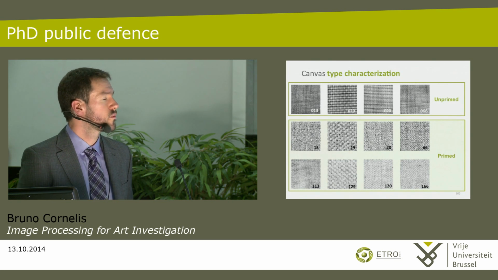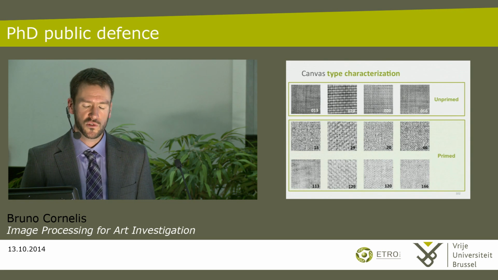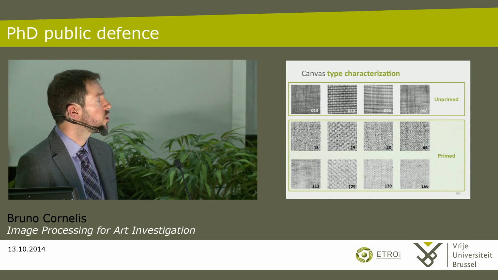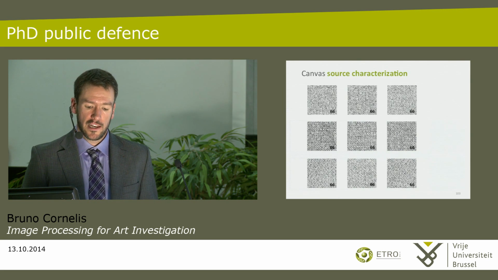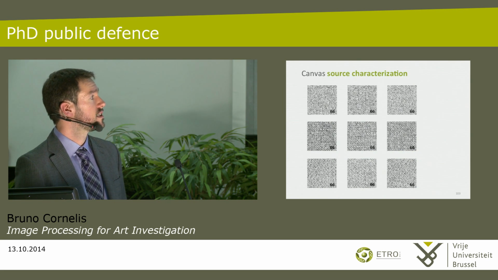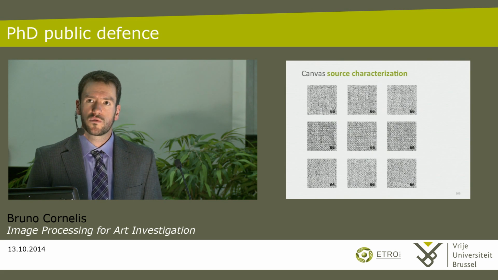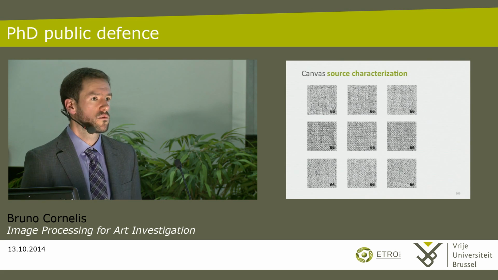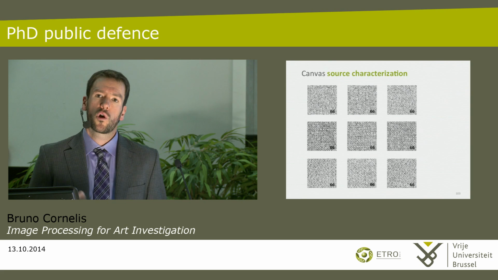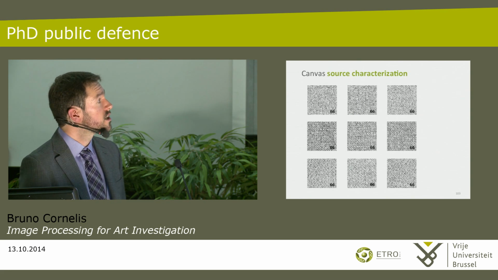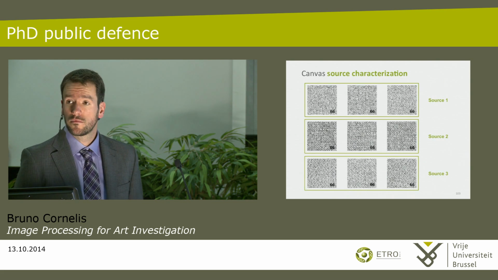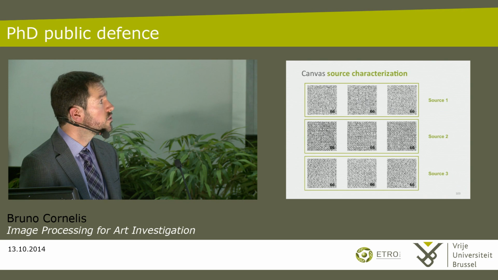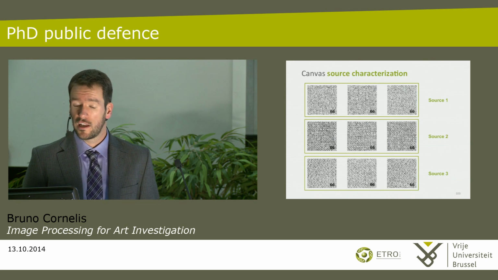So in the first instance, we asked ourselves, is it possible to extract features with which we are automatically able to determine these different types of canvases? And in a second step, we asked ourselves, are we able to extract features in such a way that we're able to retrace the origin of a piece of canvas? So for example, these are 9 pieces of canvas of the same type, but they come from a different source. So we asked ourselves, can we do this determination? Can we find that out?